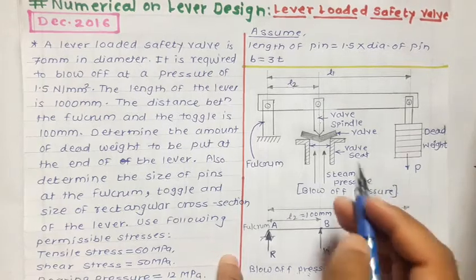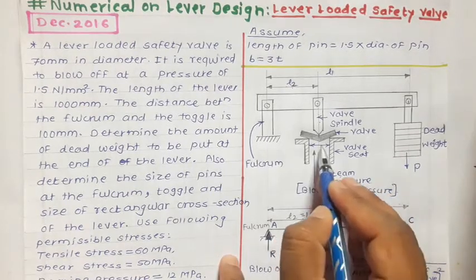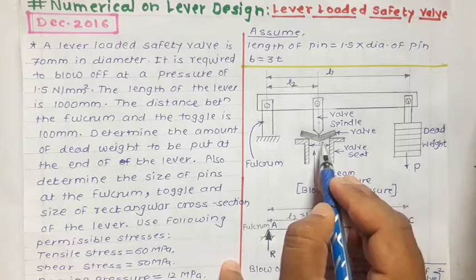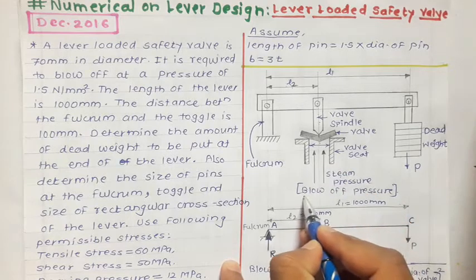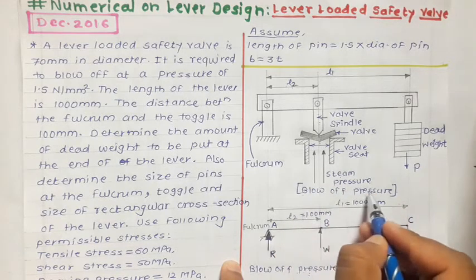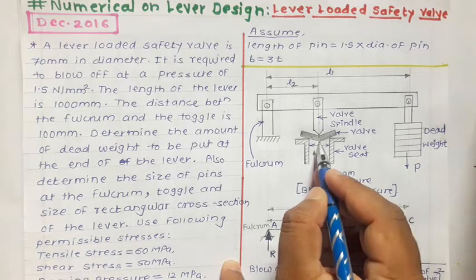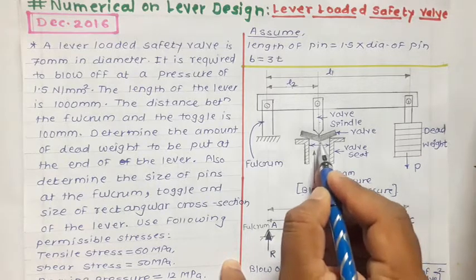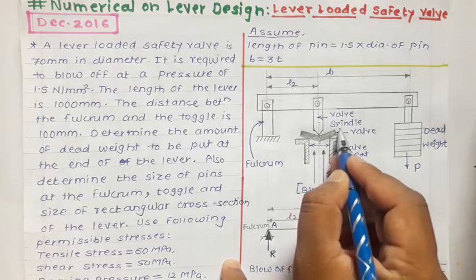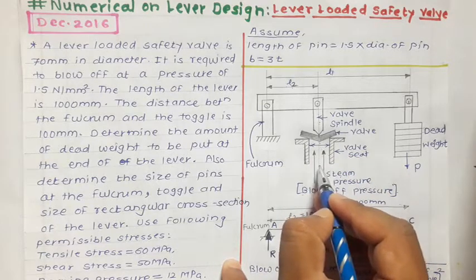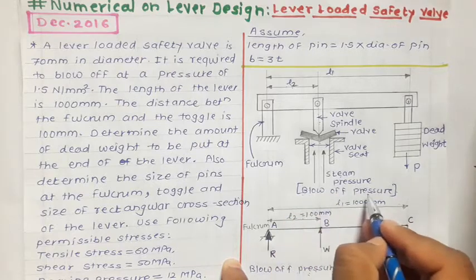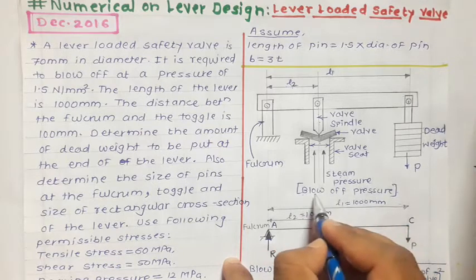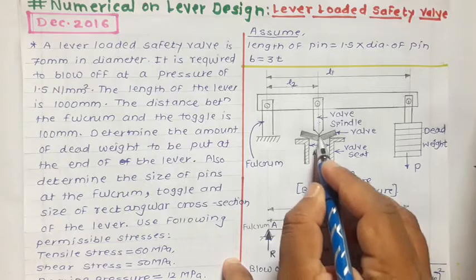Now the force exerted by the steam pressure on this valve can be determined by using one equation, but before that you have to understand the terms involved in this equation. The first term involved in this equation is blow off pressure. Blow off pressure is the pressure at which this valve gets open. When the pressure inside the boiler exceeds the value of blow off pressure, this valve will open, the excess steam goes out from the boiler, and the pressure drops below the normal range. If the pressure increases above the blow off pressure, the valve opens.